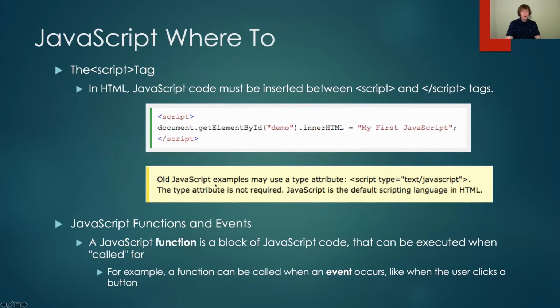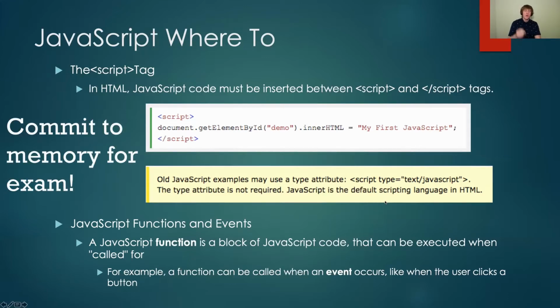Now, in old JavaScript examples, you would actually specify the type attribute. You'd say the script type here is equal to JavaScript. However, the type attribute is no longer required. JavaScript is the default scripting language for HTML. Test question. You'll want to know JavaScript is the default scripting language for HTML, and the type attribute is not required.